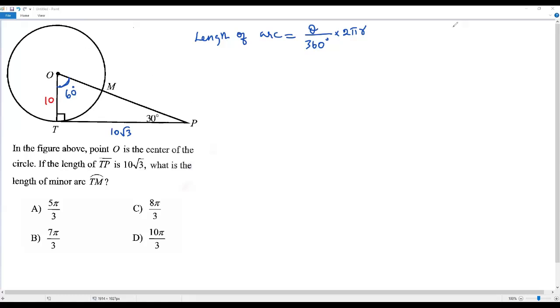Okay, now let me continue. So for theta, we can plug in 60 over 360 times 2 times pi times the r is 10. 60 goes into 60 one time, and 60 goes into 360 six times. Okay, now 2 goes into 2 one time, and 2 goes into 6 three times. 1 times 1 is 1, 1 times pi is pi, pi times 10 is 10 pi, and in the denominator we have 3. Now I have the length of the minor arc TM, that is 10 pi over 3. We find 10 pi over 3 in answer choice D. The correct answer choice for this question is D.